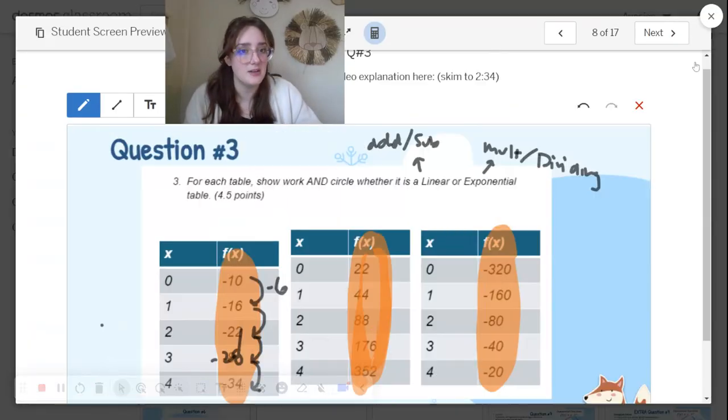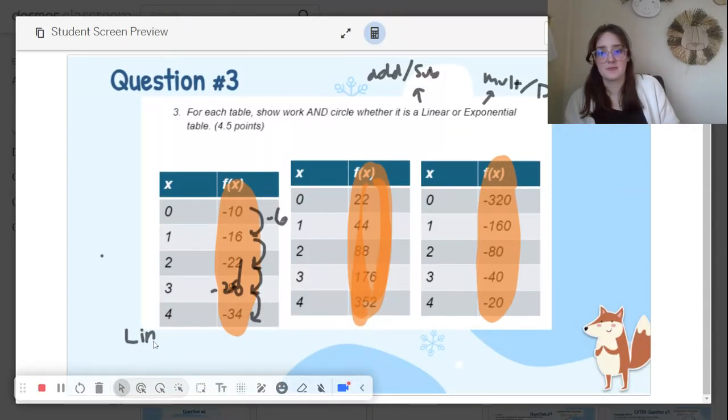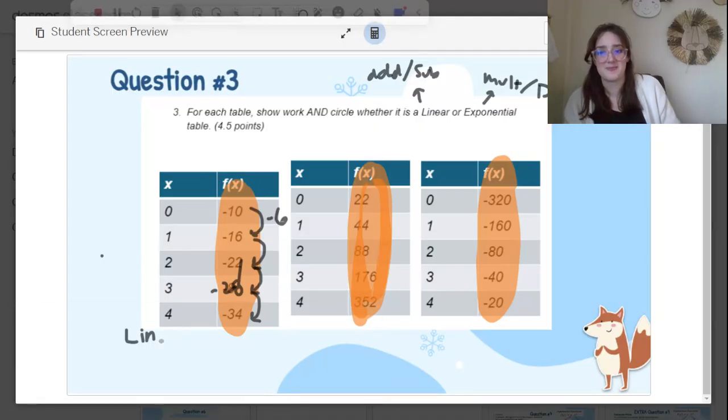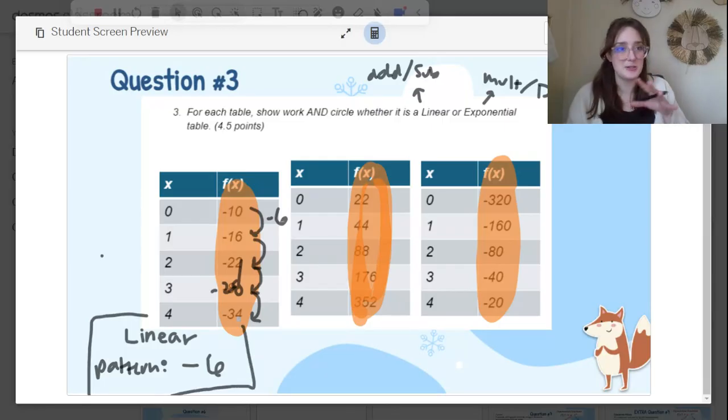It won't let me, all the stuff today. This is going to be linear. Linear, and the pattern was we were subtracting 6. On your exam, I will be asking what the pattern is. That's why we're doing it here too.